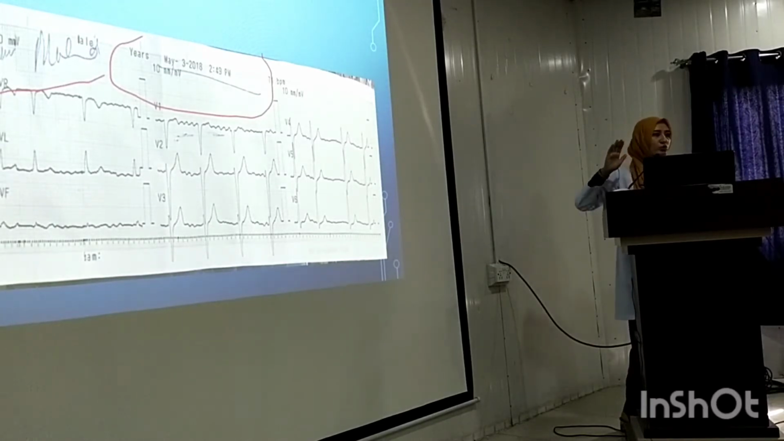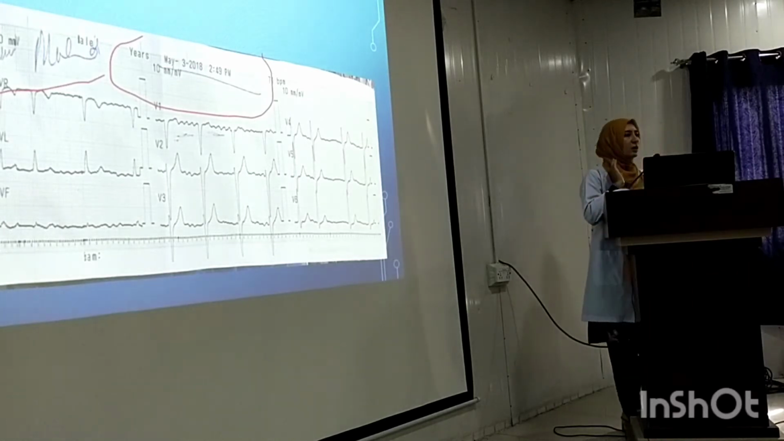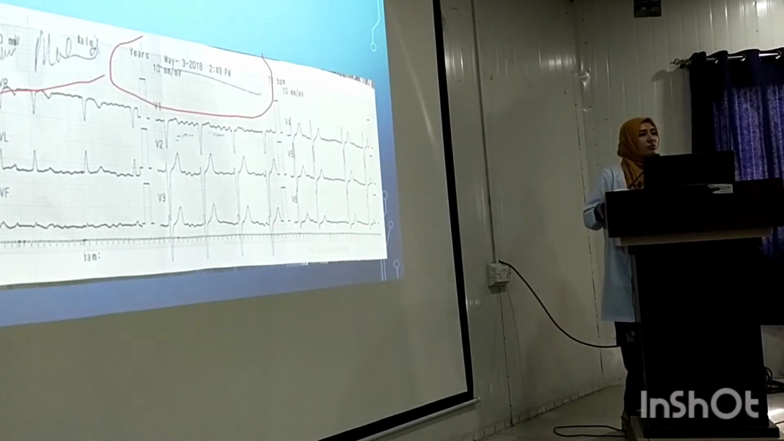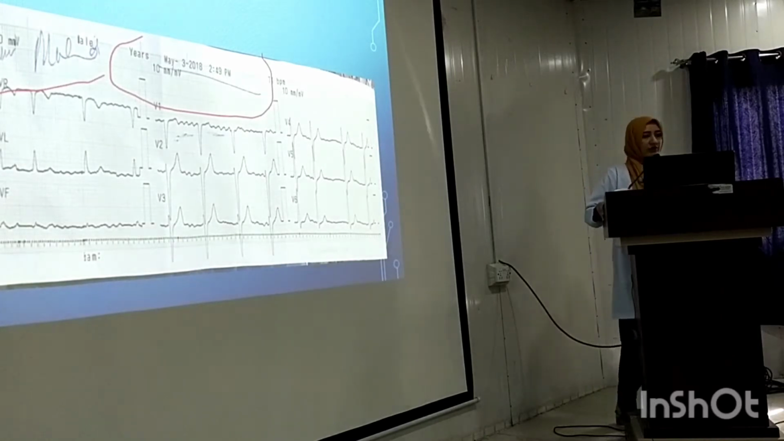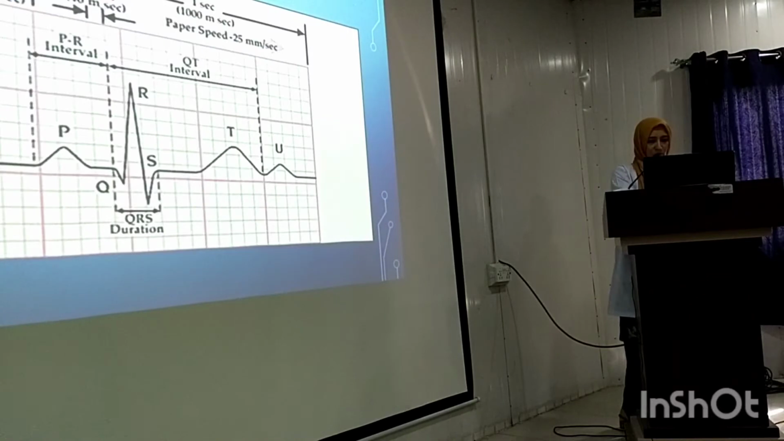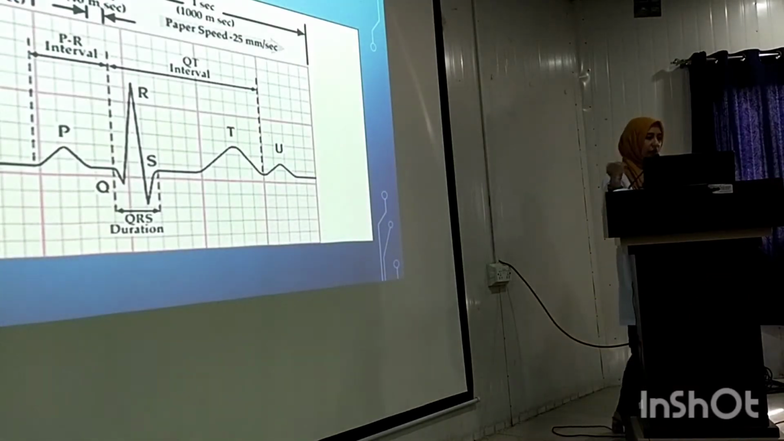So before you jump into reading an ECG, make sure you have gone through the demographic data, because what might be a pathology in an adult patient will be a normal finding in a neonate, such as a heart rate of 150 or 160. So after you have gone through the demographic data and the calibrations, please have a look at the calibrations again. You can move on to the reading of the ECG.